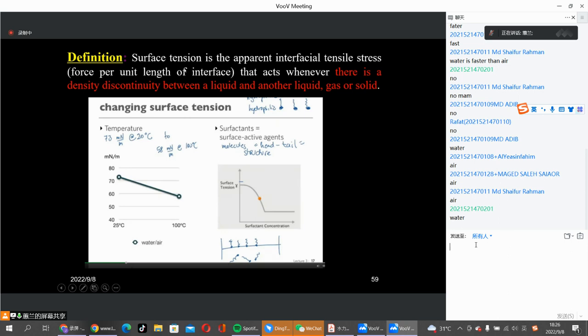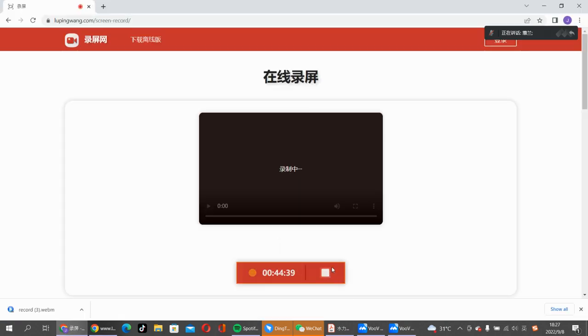We have another interesting phenomenon related to the surface tension force, and we will talk about it next week. Okay, see you next week. That's all for today. Next week we will continue.